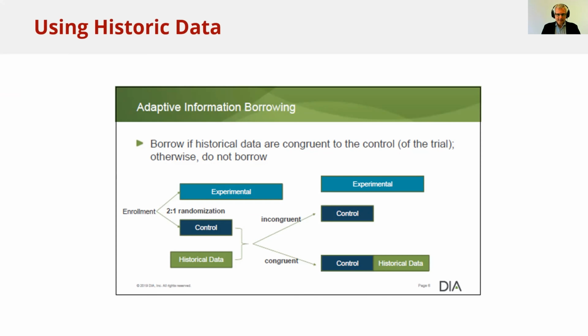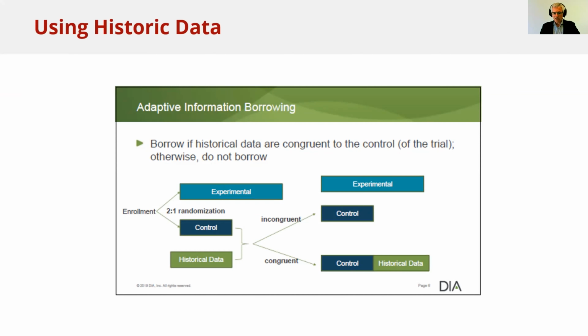The idea is to not collect more data in your current study if the information can be gleaned from historic data. And this is often called borrowing. The key to success is to find historic data whose underlying population looks like the population you are about to study or are studying. And that's what on this slide they call congruency.